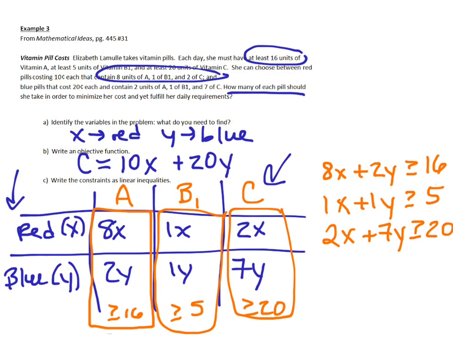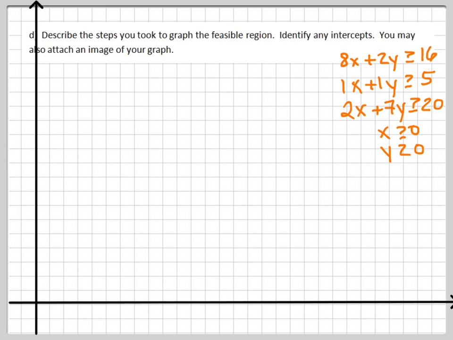And there are my 3 constraints that are in the problem, and then I also just need to add in the 2 understood ones, that she can't purchase fewer than 0 pills of either kind. So there are all of my constraints. Next I need to describe the steps taken to graph the feasible region. I'll go through the process of graphing, and then you can describe in your own words, or submit an image of your graph instead of describing each step.